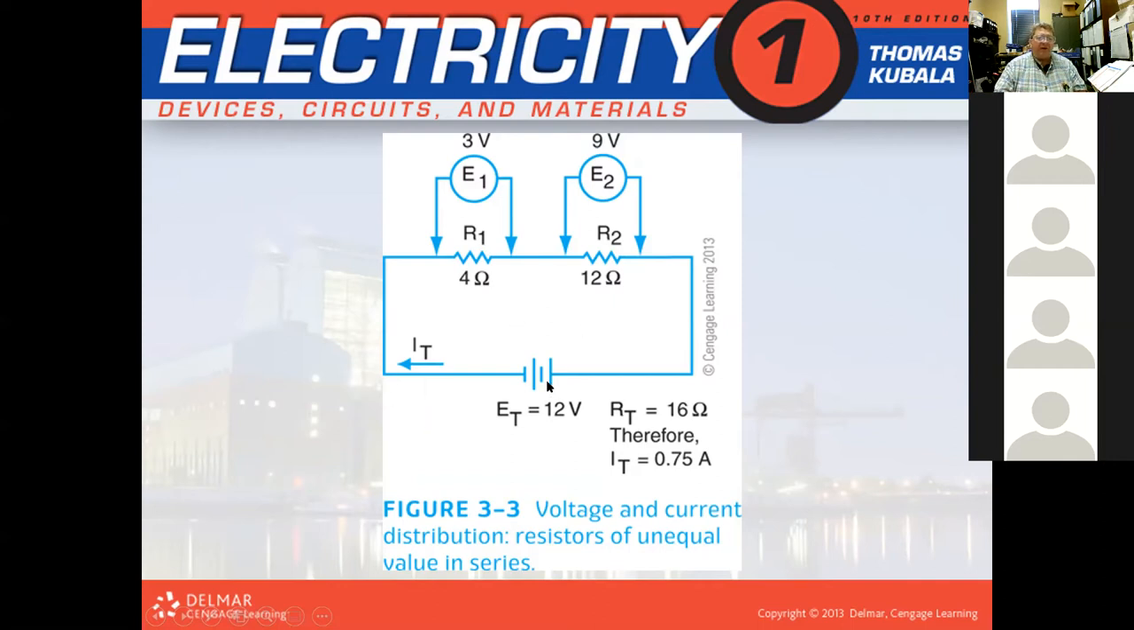Yeah. That 12 is actually across both of them as a whole. So if you're using E total, you've got to use R total, and that's going to give you I total, okay? So I have seen people take that 12 and try to divide it by 4 and get a current reading, but that's not true because you see that voltmeter right there, the E1 voltmeter, it's across that R1.